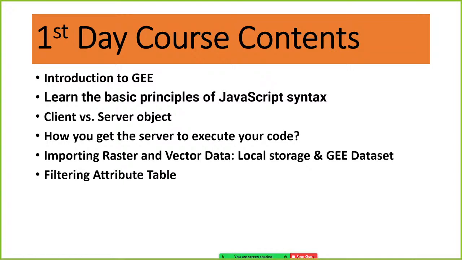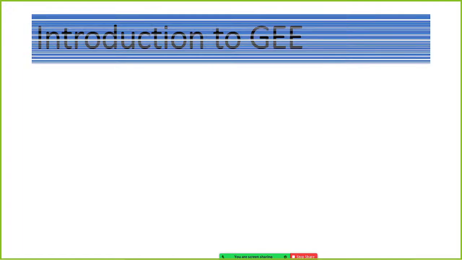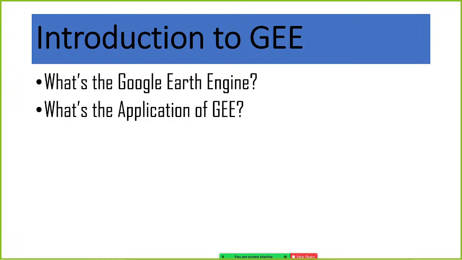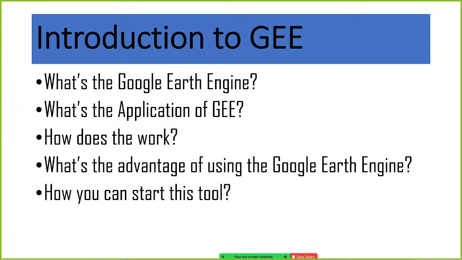Okay, so then how to filter the attribute table, I will also discuss this. Then band combination, then how you can easily import, filter, reduce, clip and display the data in Google Earth Engine. Okay, so today I will try to complete all of these things one by one. So first of all, the introduction to Google Earth Engine. In this part, I will discuss what Google Earth Engine is, what the applications of Google Earth Engine are, how it works, what the advantages of using Google Earth Engine are, and how you can start this tool.